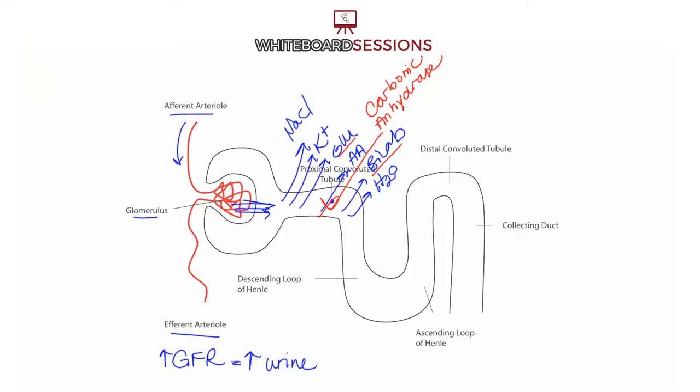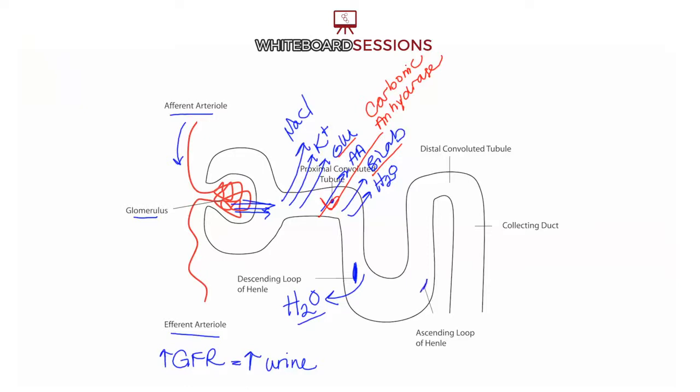So let's keep on going. The next thing we have is the descending loop of Henle. There's not a lot of things that happen here except water can leave. And one thing that's kind of crazy is that once water leaves here, it can no longer leave on its own. The only way it can leave on its own from here is if a medication or a hormone is acting upon it. Now we've reached the ascending loop of Henle.